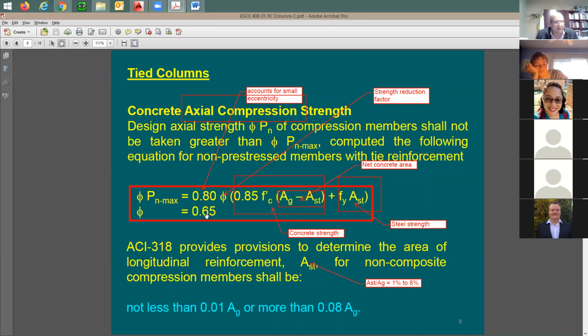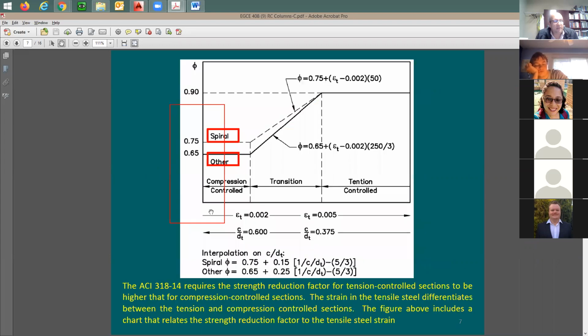And look at this value here. The phi factor is 0.65. But when you go to the code phi factor, you see for a spiral you have 0.75. So the code understands that spiral columns are going to be stronger because you provide more confinement, and the concrete properties get enhanced. But the code doesn't say to use a higher strain value; instead, it gives you a higher value for the phi factor. So phi becomes 0.75 for spirals and 0.65 for tied columns.